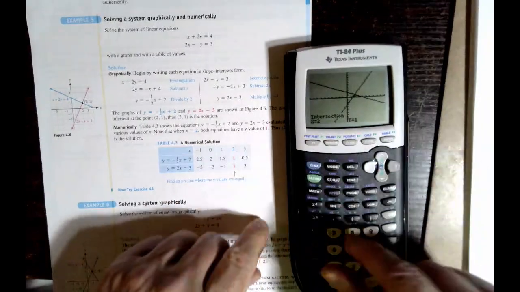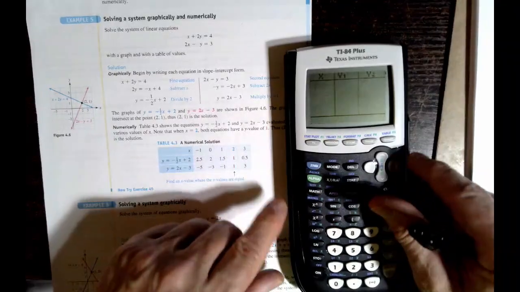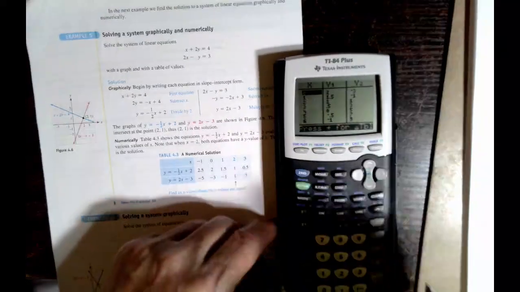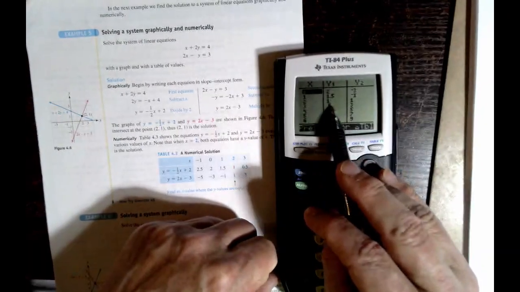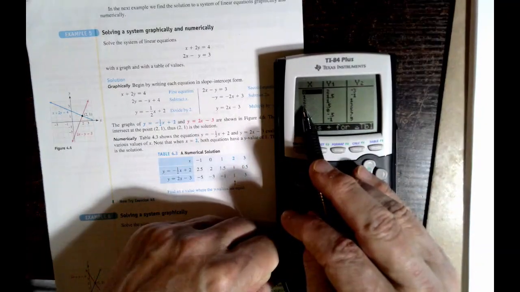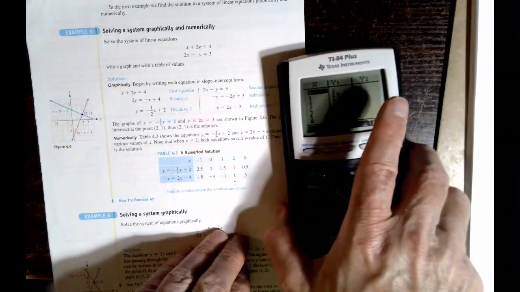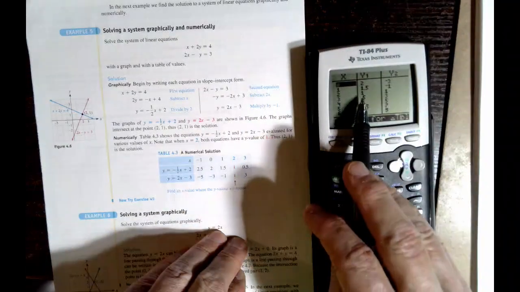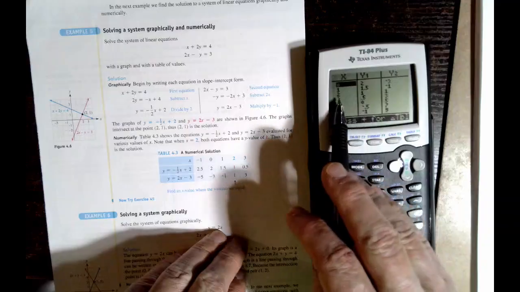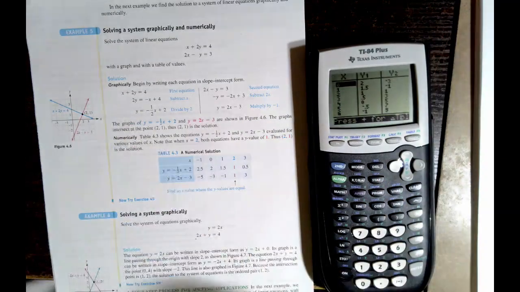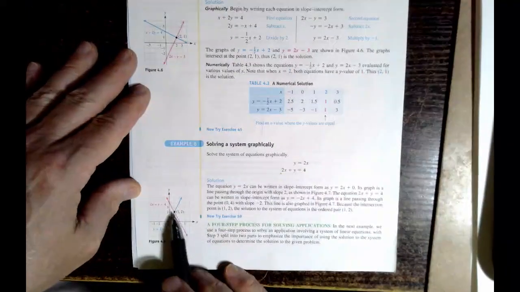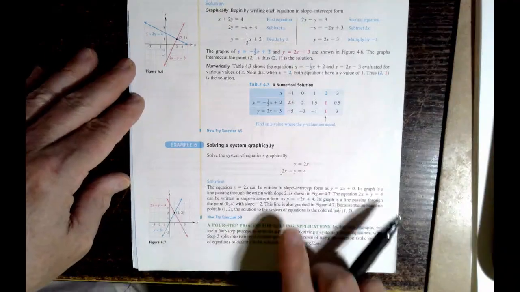Now what about numerically? If you hit second graph, we want to look where the y values are the same. Right here the y values are both 1 when x is 2. So 2, 1 is your solution using a table. See where the y values are both 1? And then the x coordinate is 2, so the point 2, 1 is a solution to your equation. And so here again you can solve this one graphically and you find the intersection point right there.